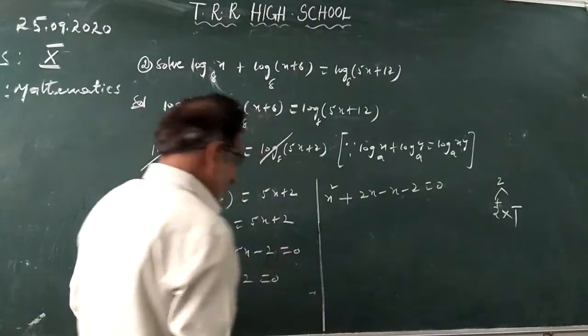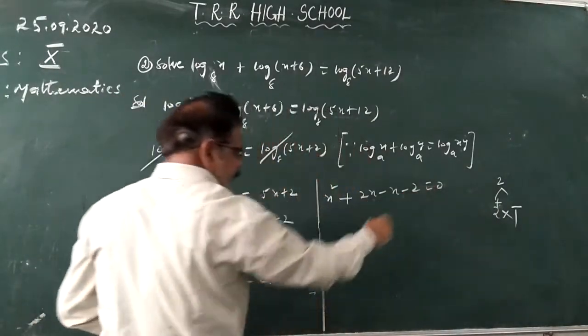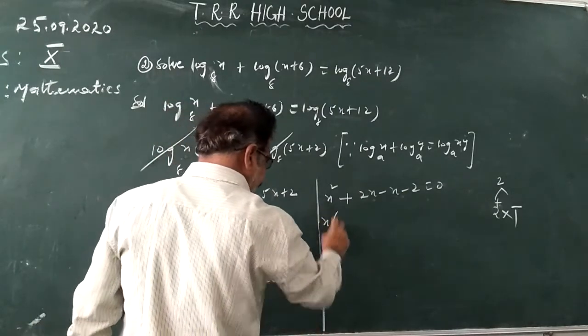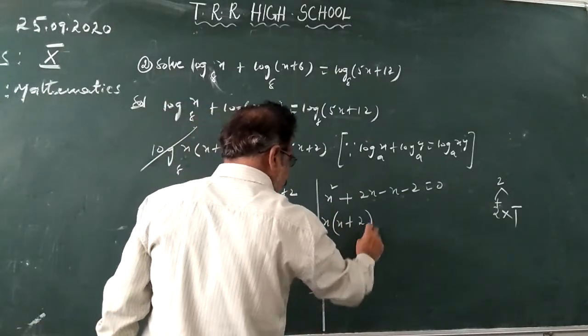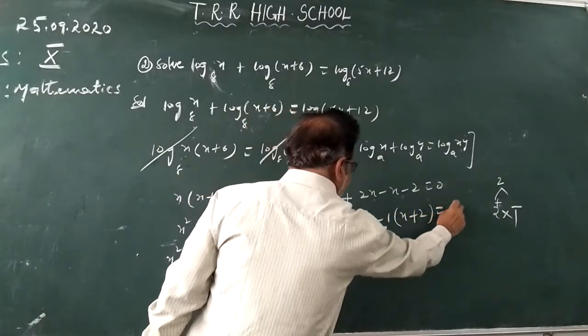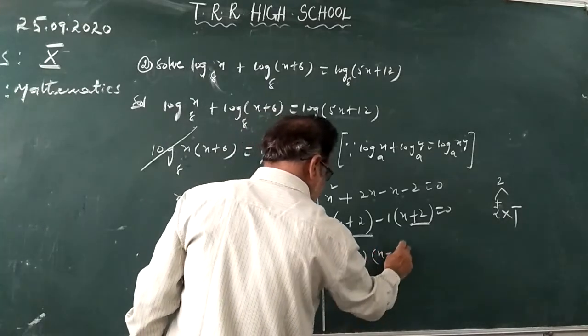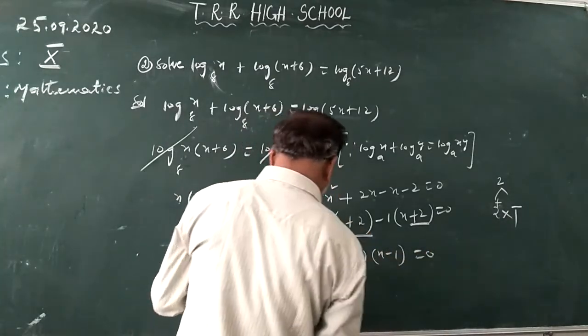So instead of plus x, what do you write here? Plus 2x minus 1x, minus 2 equal to 0. x common, x plus 2 common. So x plus 2 times x minus 1 equal to 0.